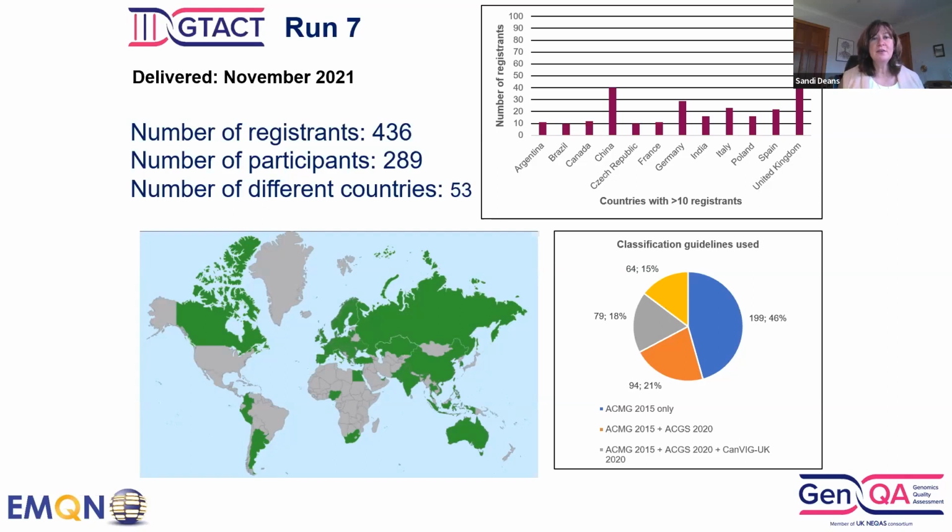You can see here on our lovely map, the countries covered in green, and we have 53 different countries being represented in this EQA. And across the top here in the graph, you can see we've got quite a wide spread of different countries. The majority of participants come from the UK, but more than 50% come from other areas, right across Europe, South America, and obviously into China and Asia as well, where we have a lot of participants. So it's great to see that we're getting that global reach.